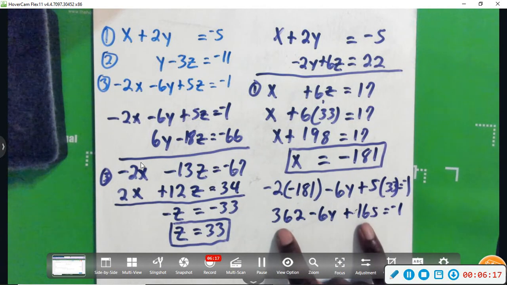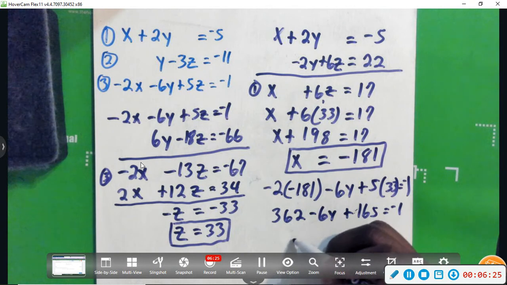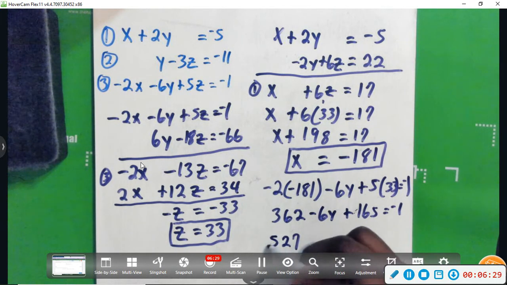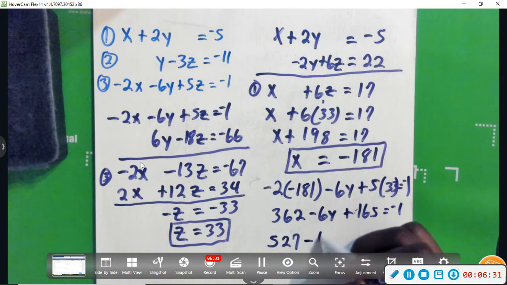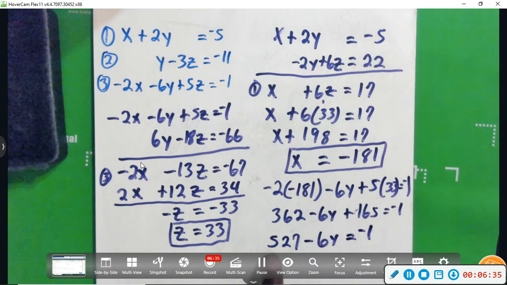Alright, we can combine like terms. So adding these two up will give us 527 minus 6y equals negative 1. Subtract this and move it over. Kind of running out of room here.